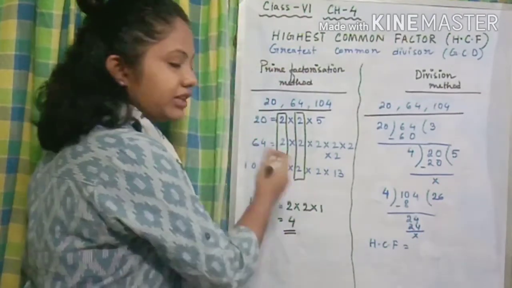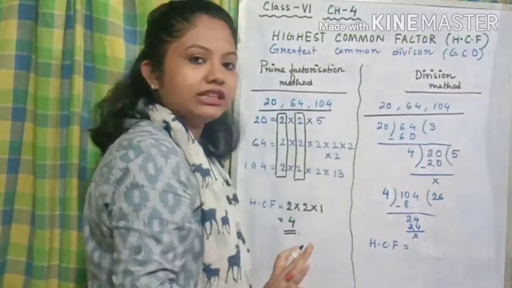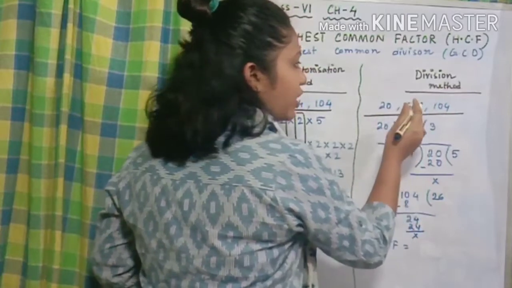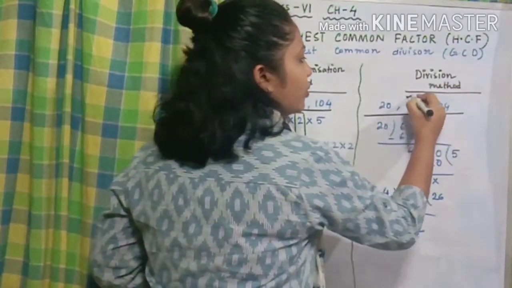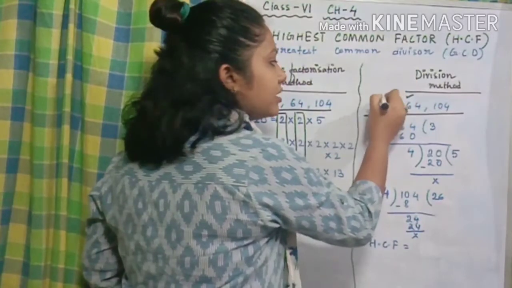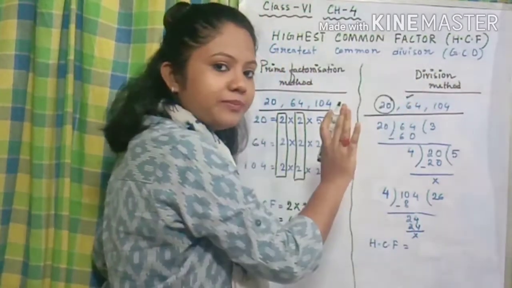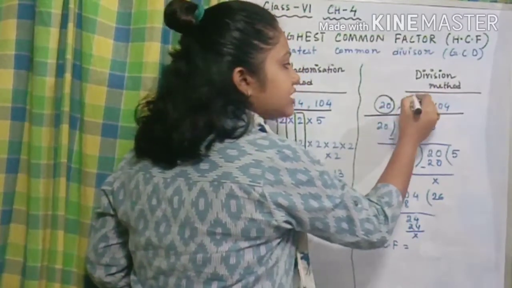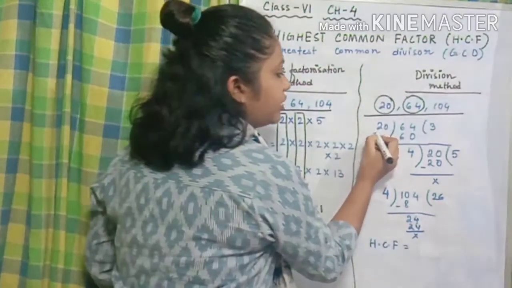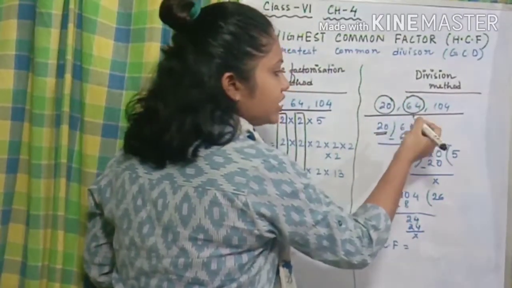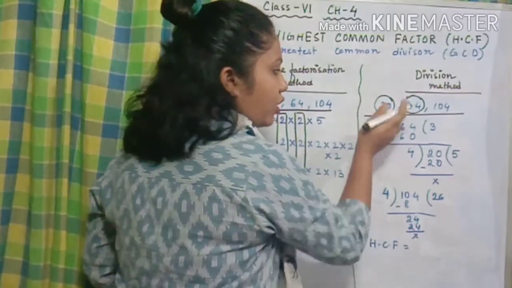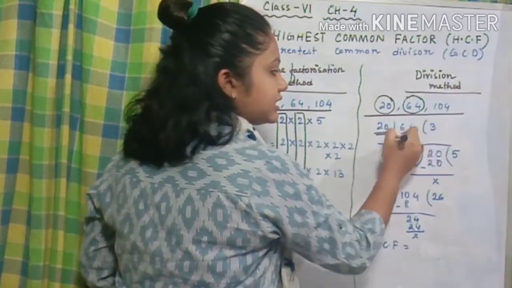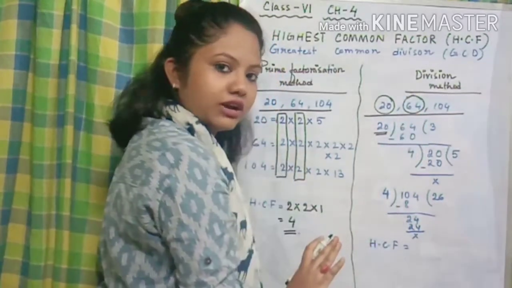Now let's see whether we have done it right or not. Next method: the division method. What we are going to do is see which is the smallest number. Here 20 is the smallest among all three. We are going to divide the second smallest number by the smallest number. So here 64 is being divided by 20. Now we have started doing the division. First 3 20s are 60, so 4 is the remainder.